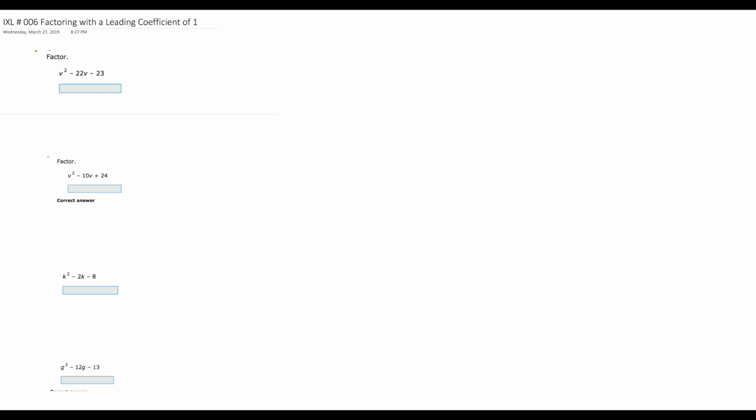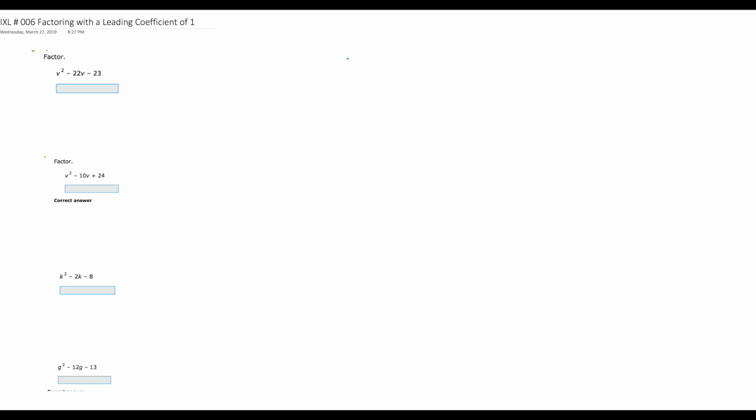Okay, so these are all quadratic expressions because they have the highest power of two right here. And they're trinomials because they have three terms. And they're also the easiest kind to factor. Do you know why? Because they have a coefficient of one. So that makes life a lot easier.